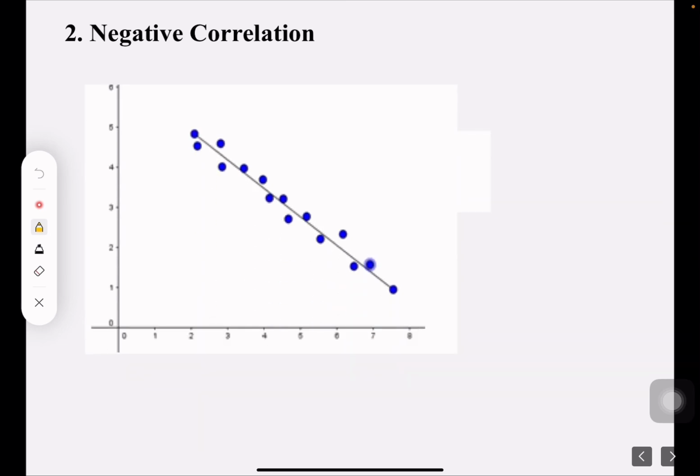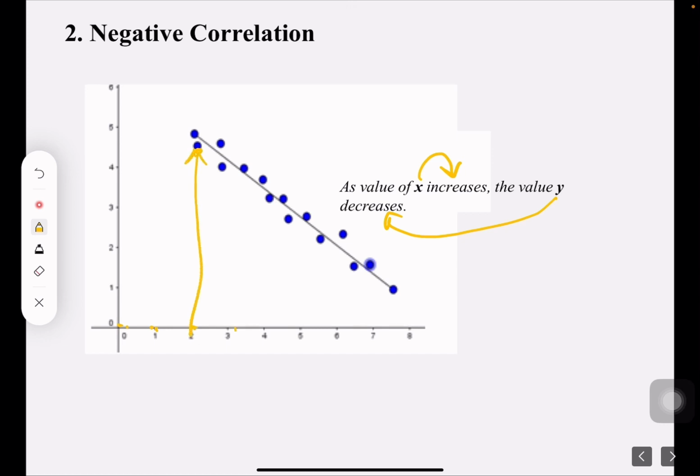Now number two is negative correlation, and as you see out here, as the value of x increases, the value of y decreases. So here, unlike positive correlation, the opposite thing happens. As your x is increasing from 0 to 1, 1 to 2, for example if I pick this point here, x is initially 2, whereas your y seems to be around 4.5, right?